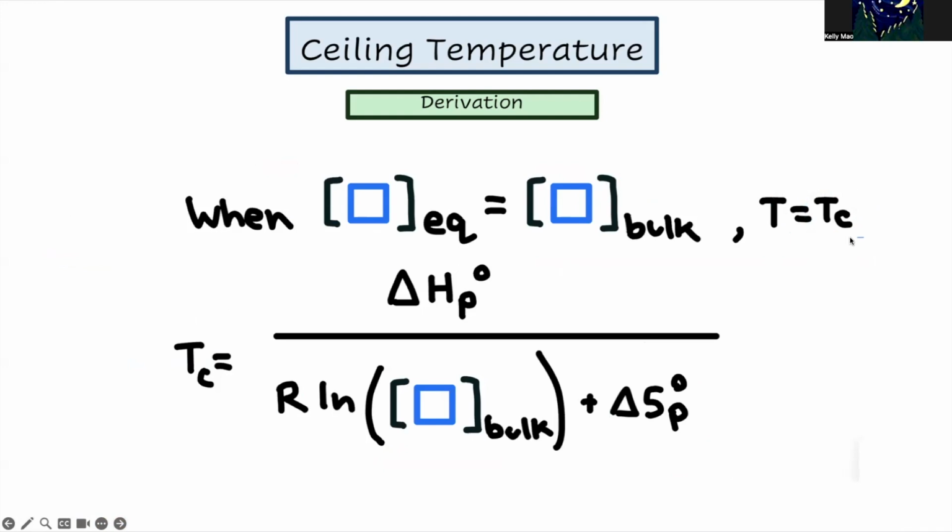We will define our ceiling temperature, or Tc, as the point at which the equilibrium concentration of monomer is equal to the bulk concentration of monomer. This is because at this point, there is no longer any driving force for polymerization. Ultimately, we would get the following formulation for our ceiling temperature.